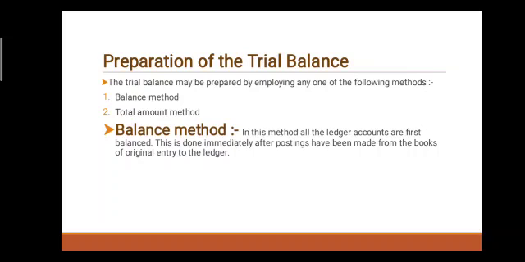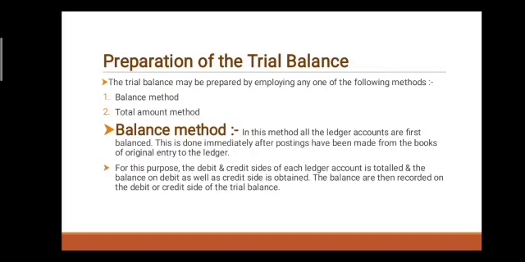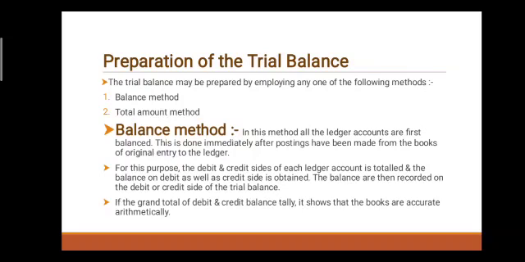We will discuss the first method, the balance method. In this method, all the ledger accounts are first balanced. This is done immediately after posting has been made from the books of original entry to the ledger. For this purpose, the debit and credit side of each ledger account is totaled and the balance on debit as well as credit side is obtained. The balances are then recorded on the debit or credit side of the trial balance. If the grand total of debit and credit balances tally, it shows that the books are accurate arithmetically.